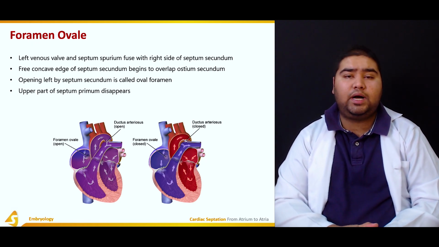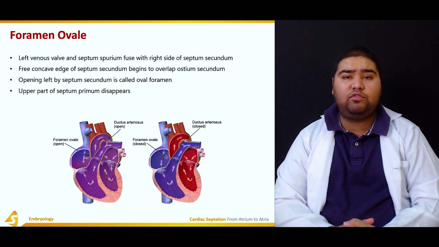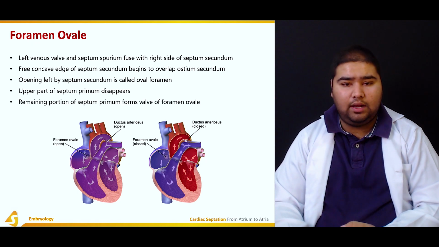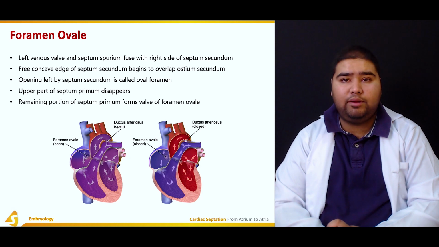And what does the lower part do? What is the fate of the lower part? It actually forms the valve of the foramen ovale. So the remaining portion of the septum primum forms the valve of the foramen ovale.